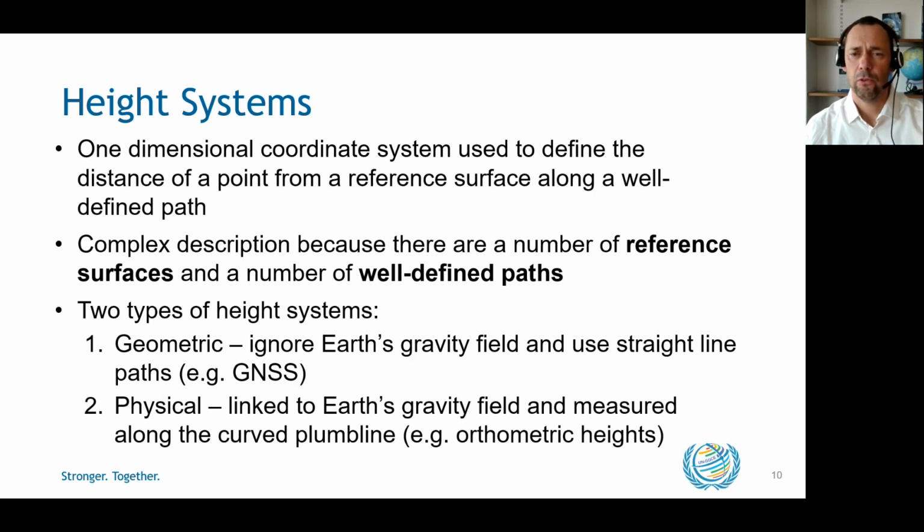Following the different shapes of the Earth, there also exist two basic types of height systems: geometric, ignoring Earth's gravity field and using geometric straight-line paths, like by GNSS, and physical, linked to the Earth's gravity field and measured along the curved plumb line. Example criteria are the orthometric heights. To better understand what this means, we will explain it in more detail in the following slides.